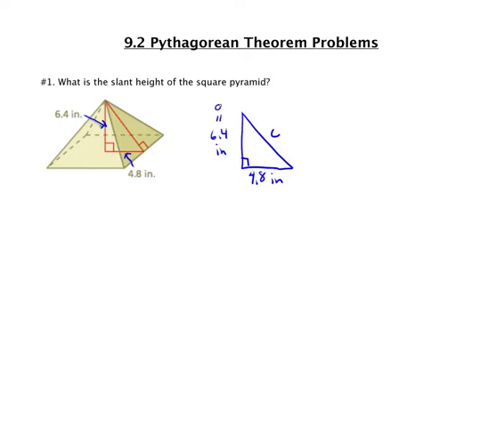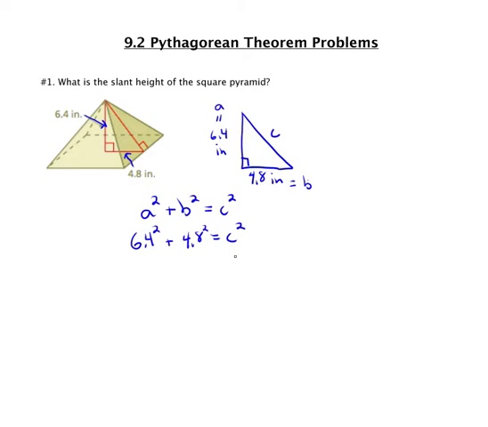I'm going to label this one a and this one b because we are going to use the formula a squared plus b squared equals c squared. And we want to write that down. It's formula, then substitute. So 6.4 squared plus 4.8 squared equals c squared. And bring everything else down. It's really important to bring all this stuff down for solving our equations.